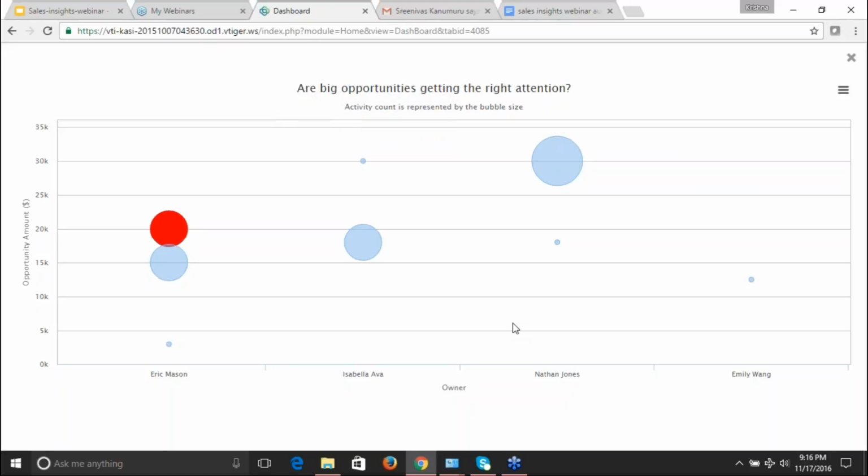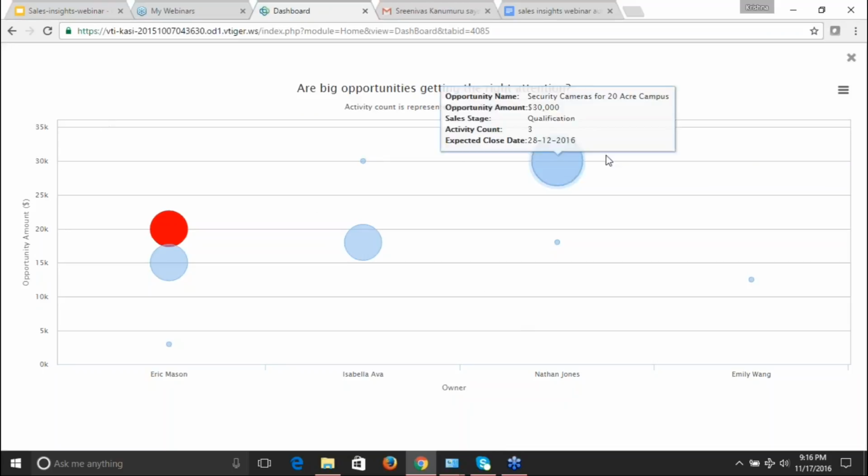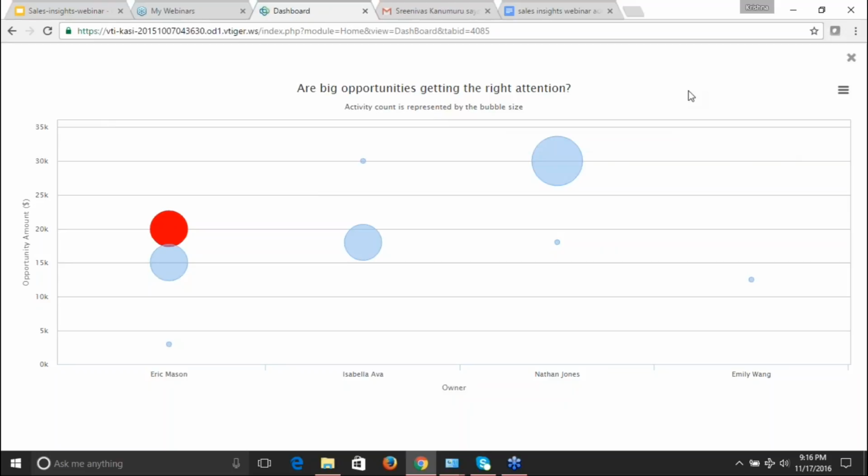Okay, and one of the rules of thumb that I use is that I do not want to see small red bubbles high up, because that means that the deal is stalled, and also there has been very little work that went into a big deal. All right, so this is a very, very important chart.